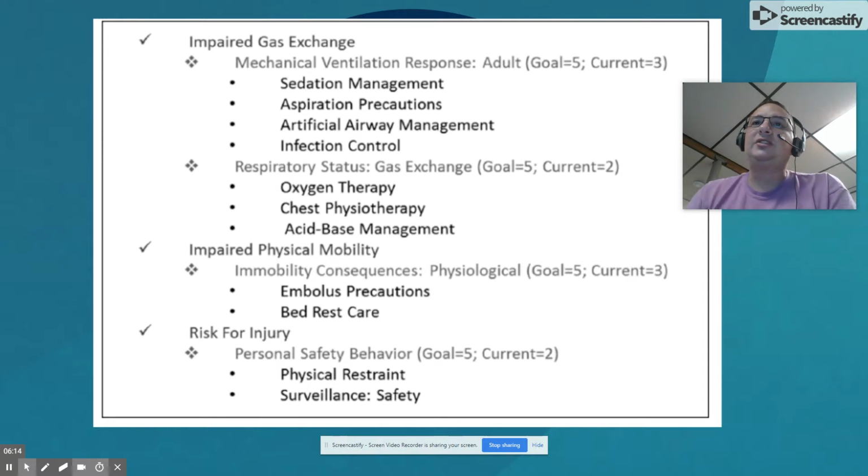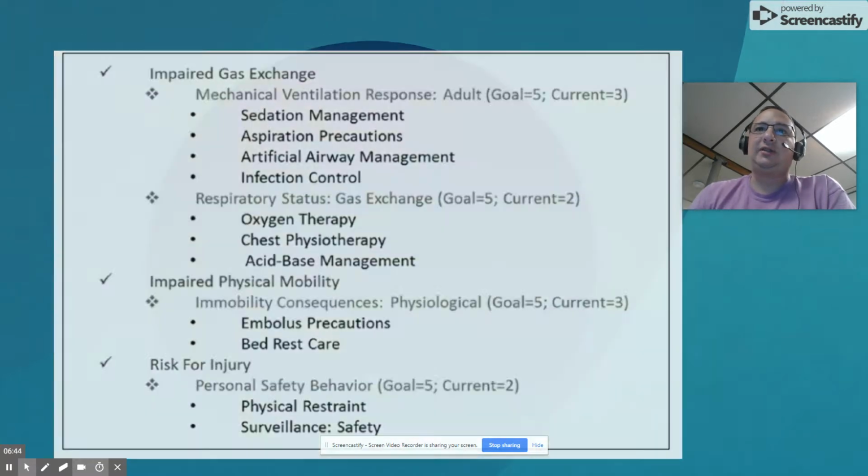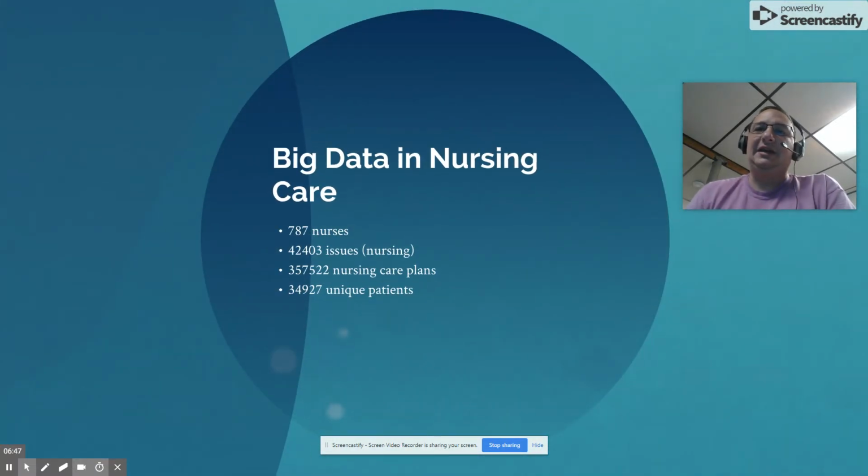So all these are different attributes: the impaired gas exchange, the impaired physical mobility, and then having our outcomes. So this is how, even though there are 747 different attributes that could be on a patient, we're using less than 2%. So here we have 3 of the 747 with associated outcomes and interventions to improve patient care and the patient experience. So big data, again, we've talked about this.